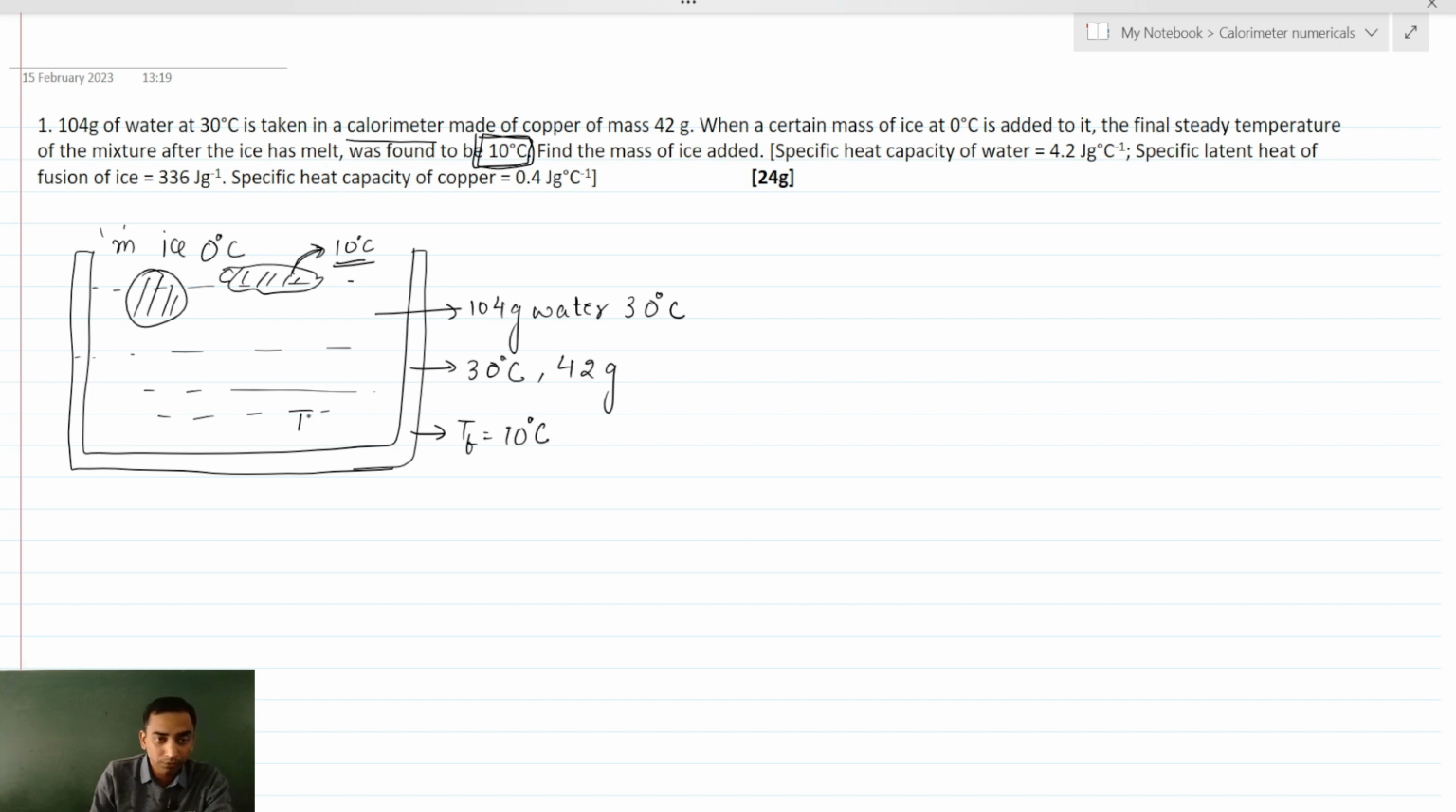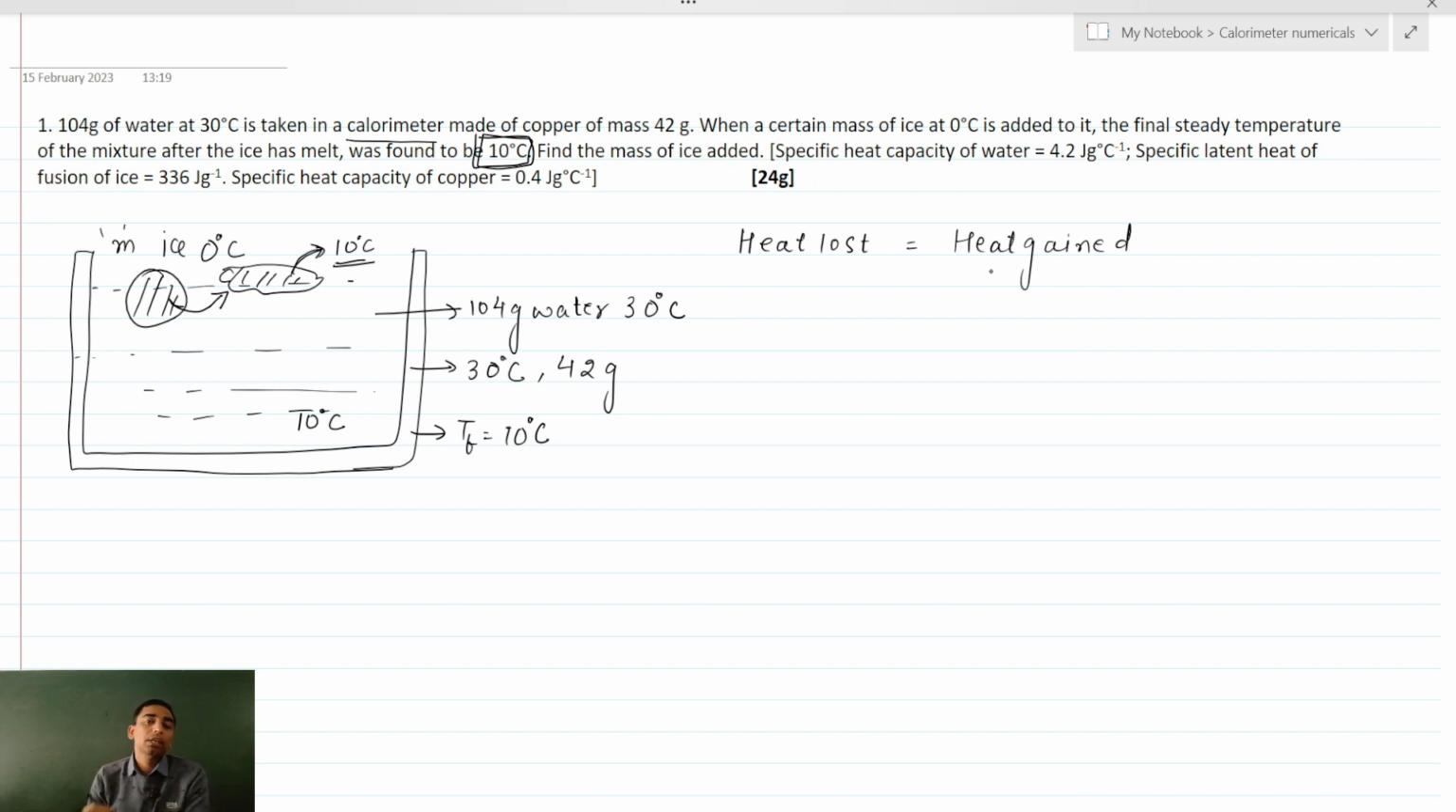Final temperature of the water is also 10 degrees Celsius, and the water from the ice which is melting into water at 0 degrees, its temperature also is 10 degrees Celsius. So in equilibrium, everything has to be at the same temperature, right? All right. Now, as per the principle of calorimetry, heat lost is equal to heat gained.